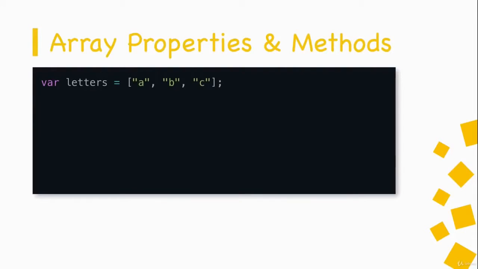So first, let's create an array. This array will have 3 items. All of them are strings and they are A, B, and C respectively. And we'll assign this array as the value to the variable letters. So variable letters contains the array with items A, B, and C.